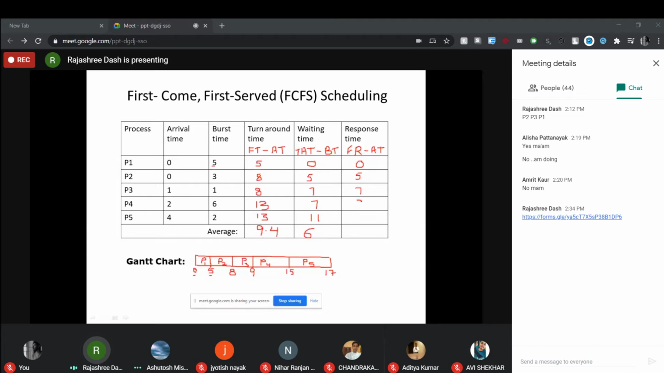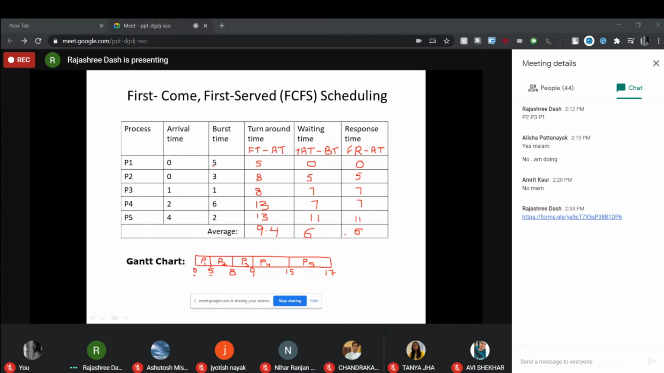For P5, 15 minus 4, 11. Yes, for P5, 11. 15 minus 4, that is 11. So if you compare the waiting time and response time of each process, you will find it is 6. So the average response time will also be 6.